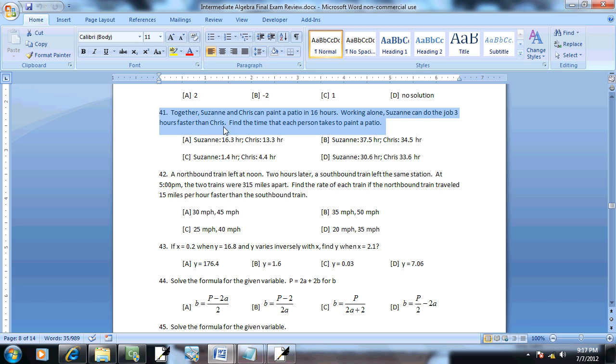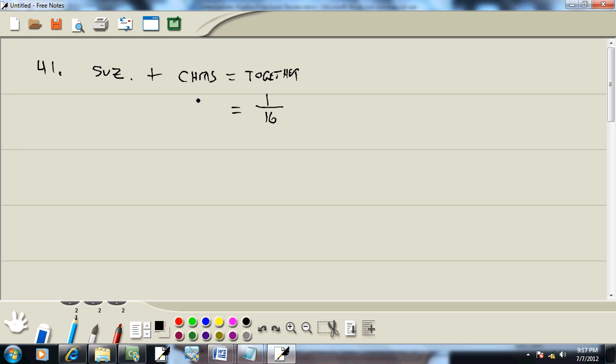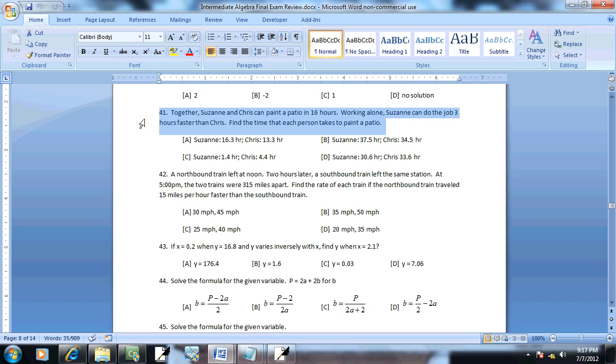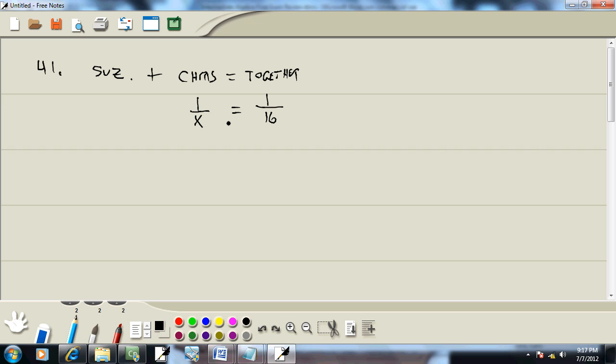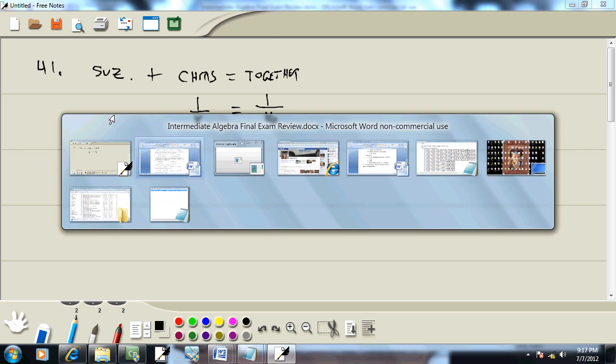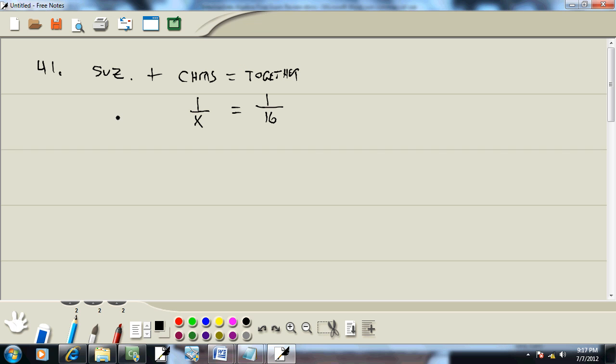Suzanne can do the job 3 hours faster than Chris. Now we don't know how long it takes Chris, so this would be x, 1 over x. Faster. So let's say Chris does this in 10 hours. That means Suzanne can do it 3 hours faster, in 7 hours. So we subtract 3. And this would be our setup.